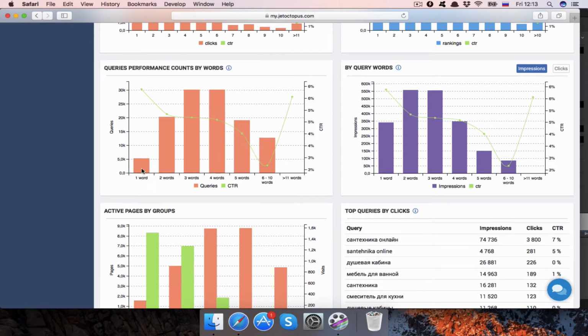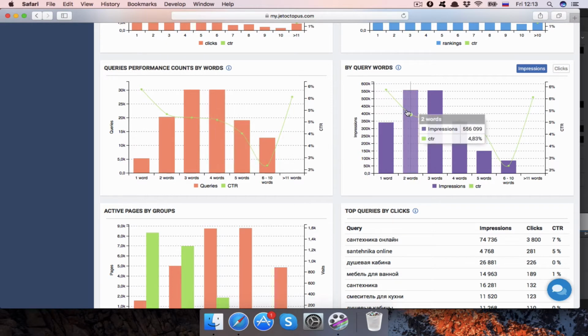But we see the CTR dynamics, and the highest CTR is for 1 word query. So it helps you to understand the efficiency of your queries really vividly.